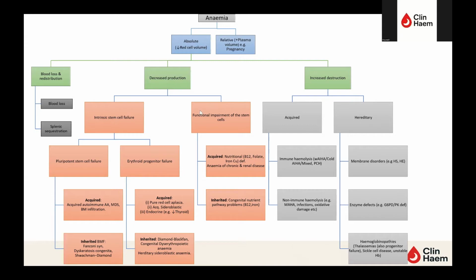Then coming to the functional impairment of the stem cells, it again can be acquired or inherited, acquired from very well-known nutritional problems or anemia of chronic renal disease.